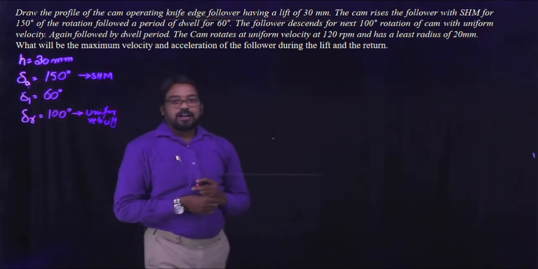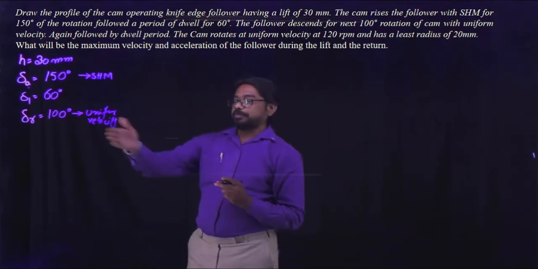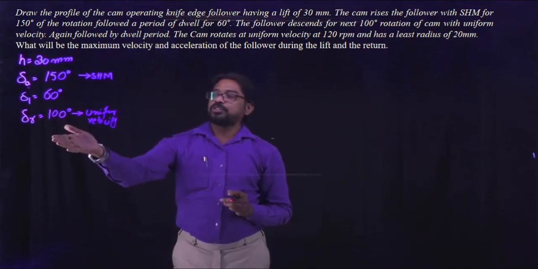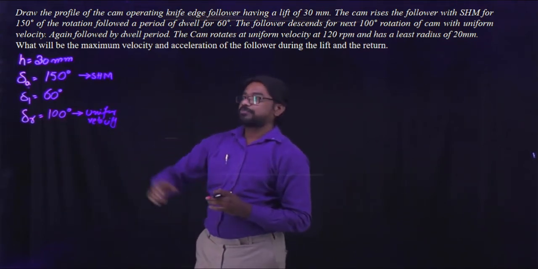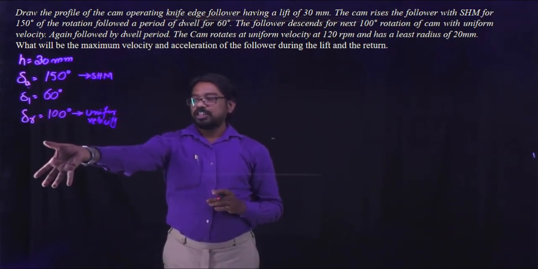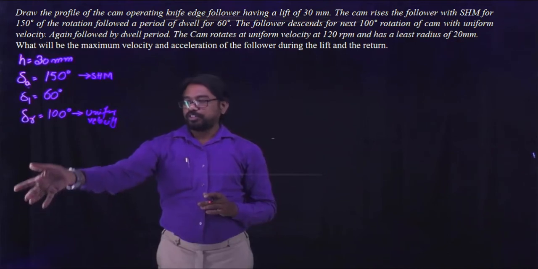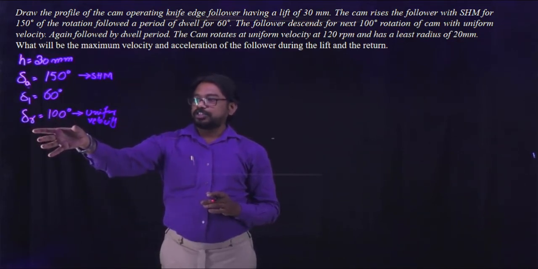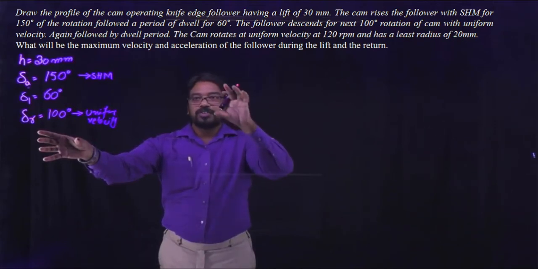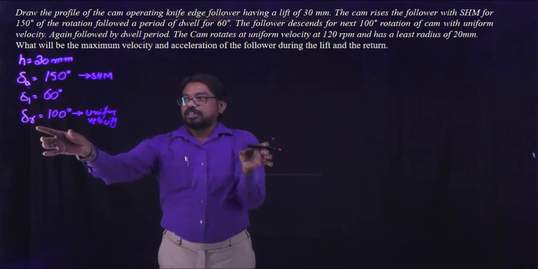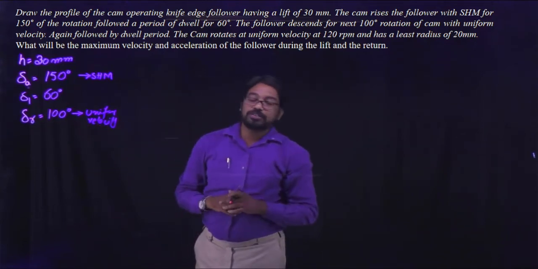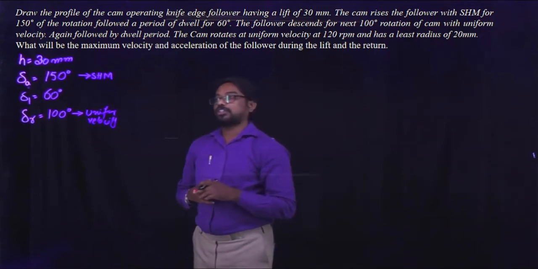Again, after this it's completely a dwell period, so we don't need to write the remaining angles. Only the three angles are required. For 150 degrees the cam is lifting the follower. For the next 60 degrees the follower remains stationary, which means there will be no motion of the follower even though the cam is rotating. Next, the follower returns in 100 degrees with a uniform velocity. So this is our condition, and based on that we have to draw the profile of the cam.